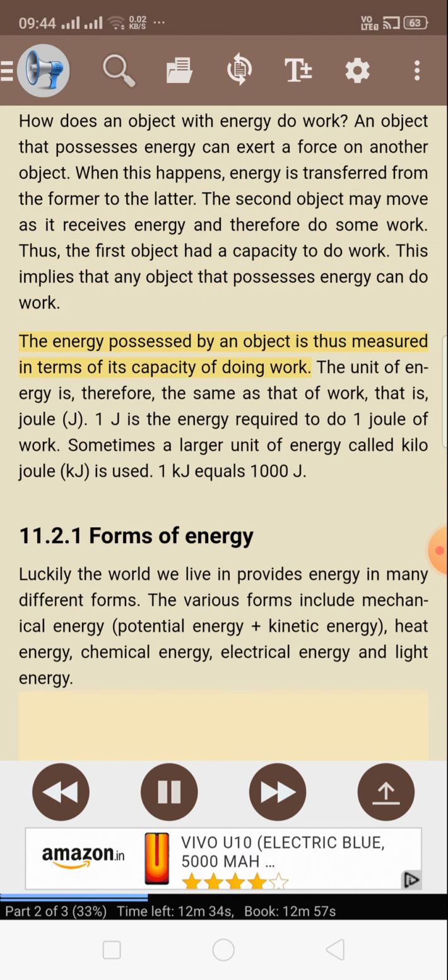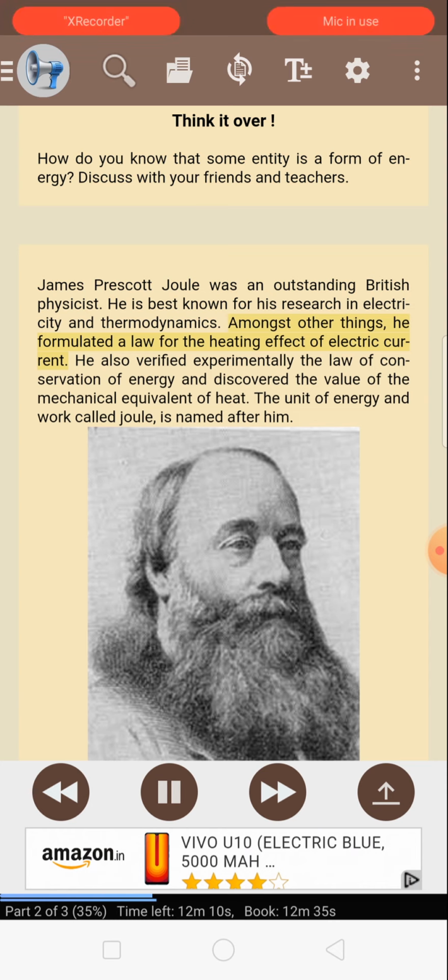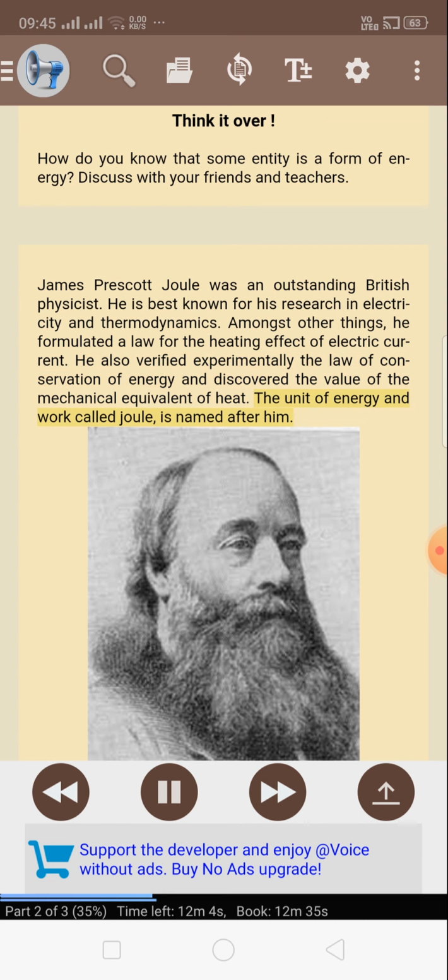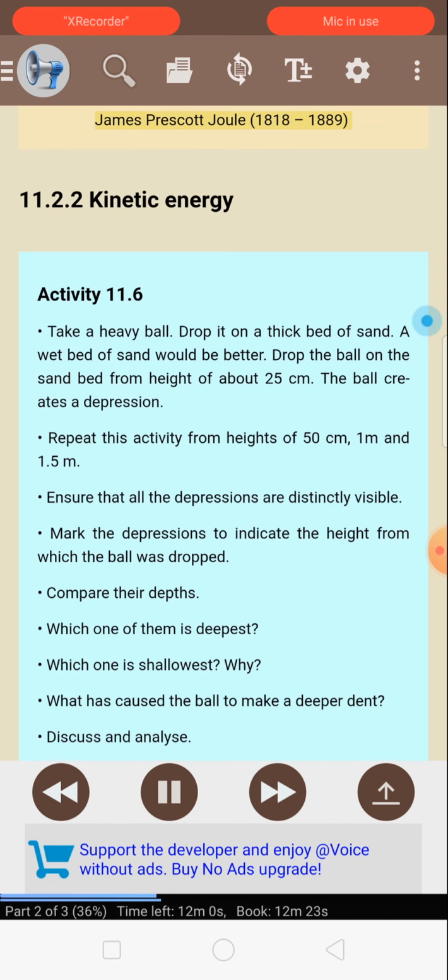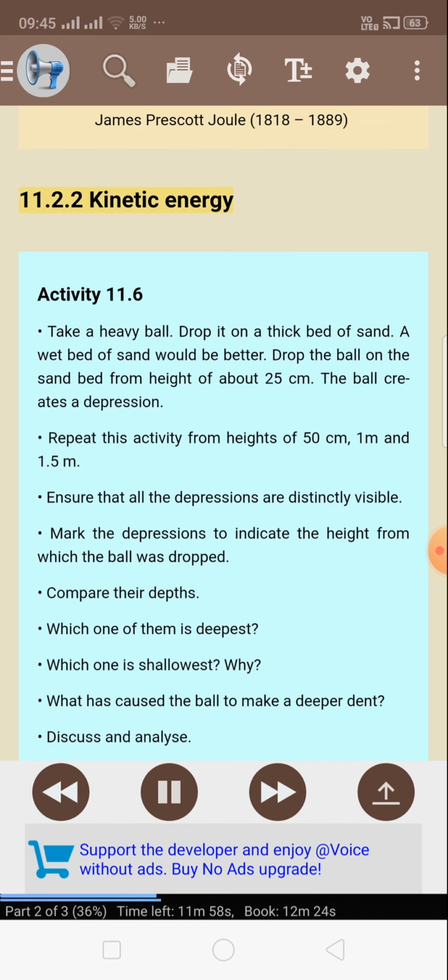Think it over. How do you know that some entity is a form of energy? Discuss with your friends and teachers. James Prescott Joule was an outstanding British physicist. He is best known for his research in electricity and thermodynamics. Amongst other things, he formulated a law for the heating effect of electric current. He also verified experimentally the law of conservation of energy and discovered the value of the mechanical equivalent of heat. The unit of energy in work called joule is named after him. James Prescott Joule, 1818-1889.